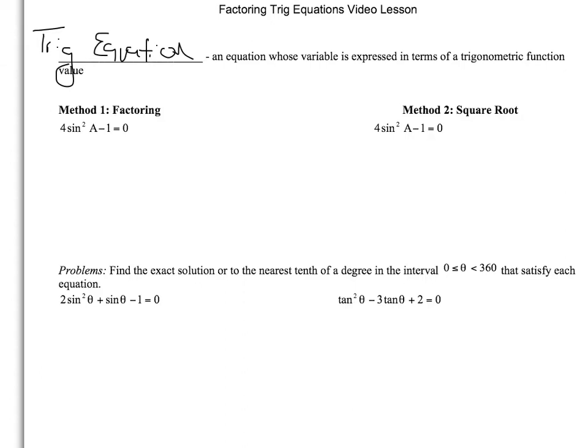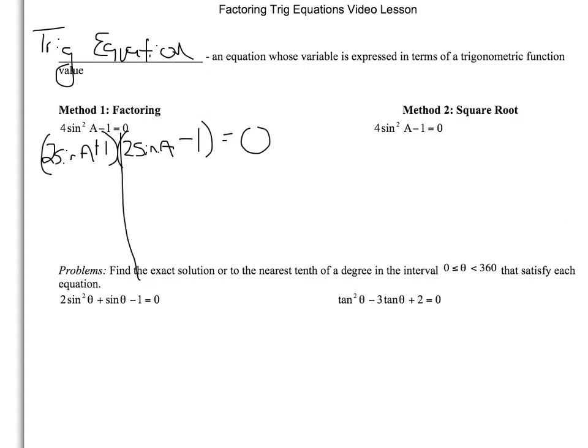The way we factor it is the double bubble. It's the difference of two perfect squares. 4 sine squared theta is the same as 2 sine A and 2 sine A. And the 1 is 1 and 1. It's a difference of two perfect squares, so plus 1 minus 1. You split it. And then what you would do next is set them both equal to 0 and solve.